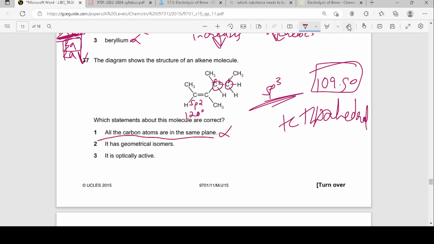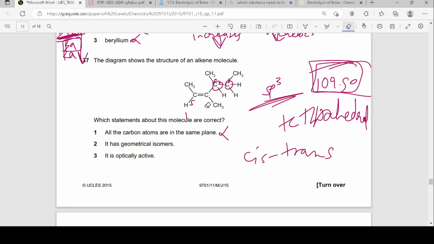So the statement that all the carbon atoms lie in the same plane is not possible. That is a wrong statement, if we investigate the hybridization and bond angles. 109.5 degrees, how can that be in the same plane? And if you look, it has geometrical isomers. Geometrical isomers means cis-trans isomers. Can we have cis-trans isomers?